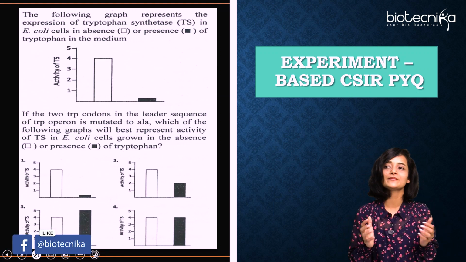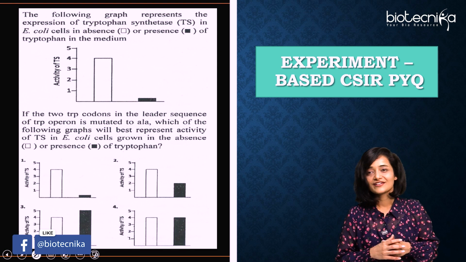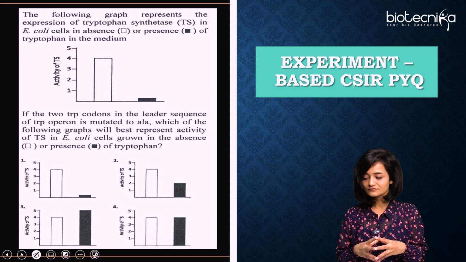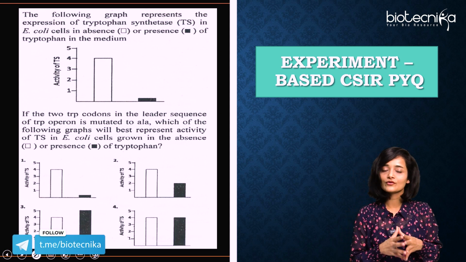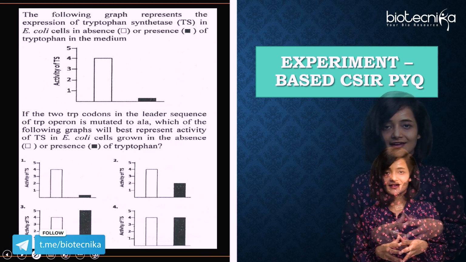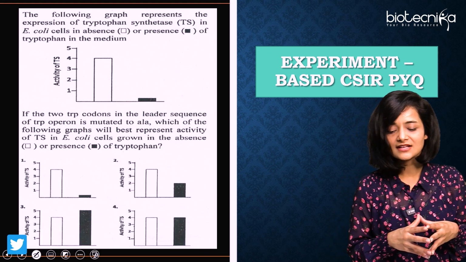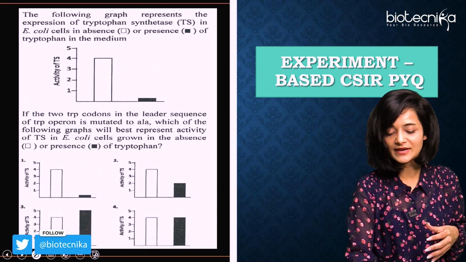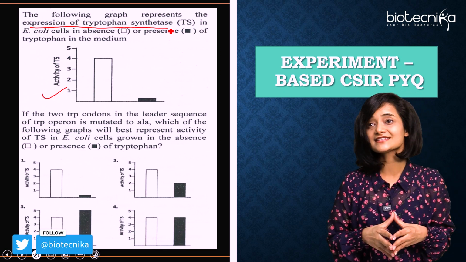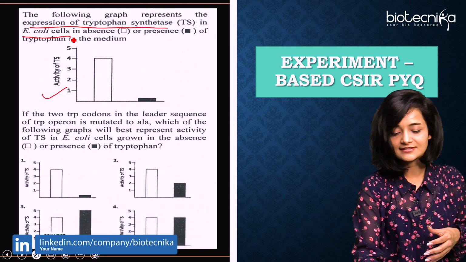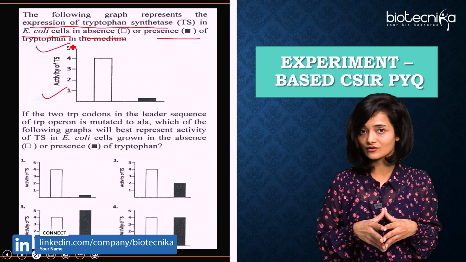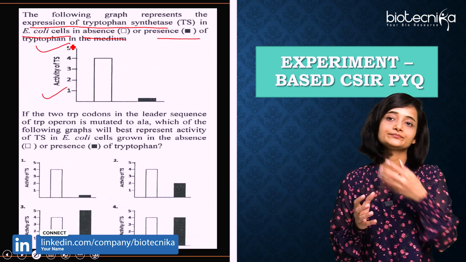Yes, the experimental based questions are the favorite of CSIR NET, which majorly come in Part C from the concept of operons. So here is a question that I have taken from one of the CSIR NET papers, where it is given that this graph basically represents the expression of the tryptophan synthetase in E. coli cells in absence and presence of tryptophan, which is the substrate of trp operon, in the medium.